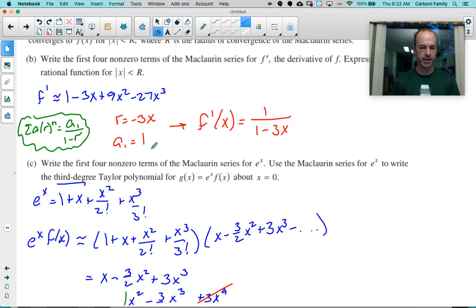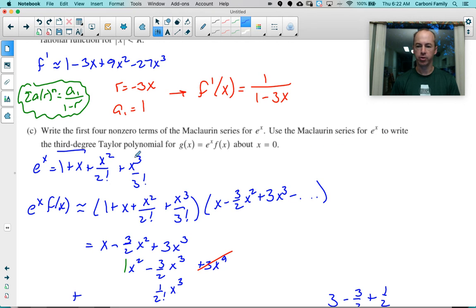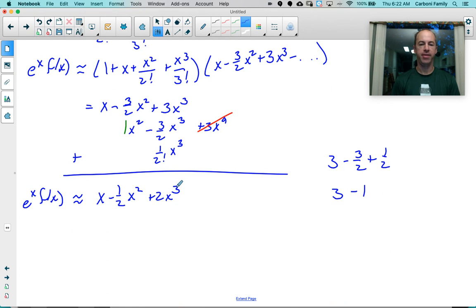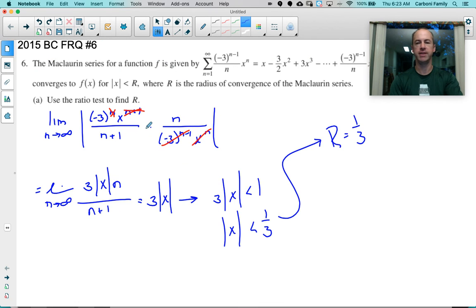Let's make sure I answered everything. Use Maclaurin series for e to the x, write a third degree Taylor polynomial for e to the x f of x about x equals 0. And there we have it. So that is all of this free response question. What was it? 2015, number 6.